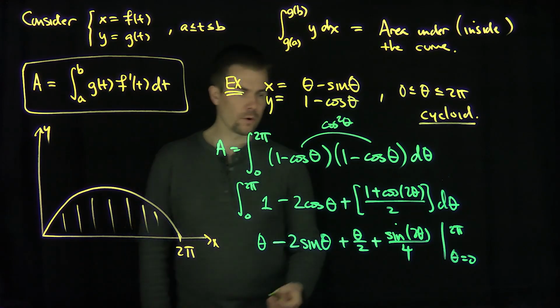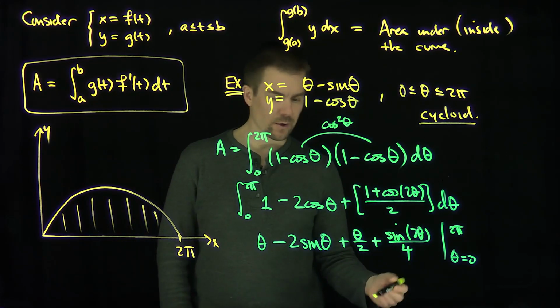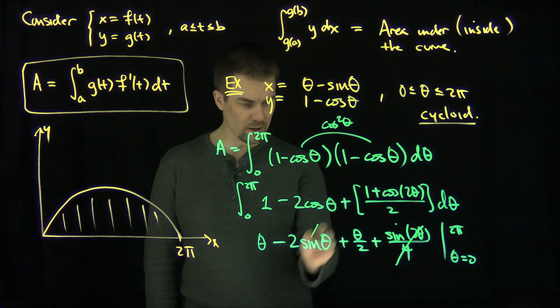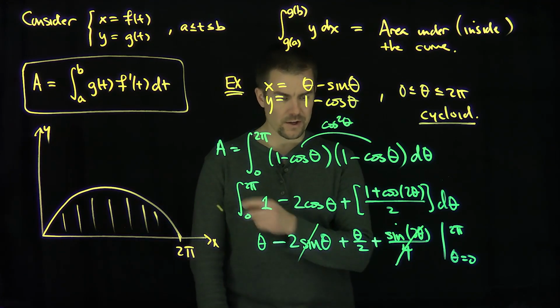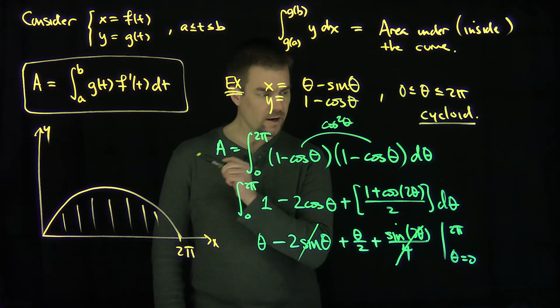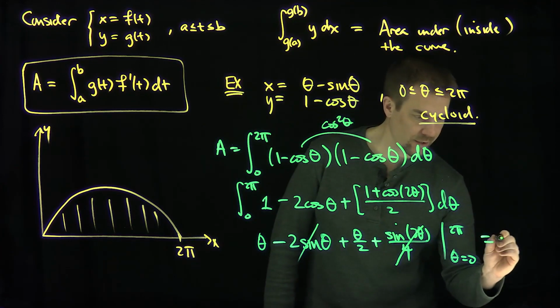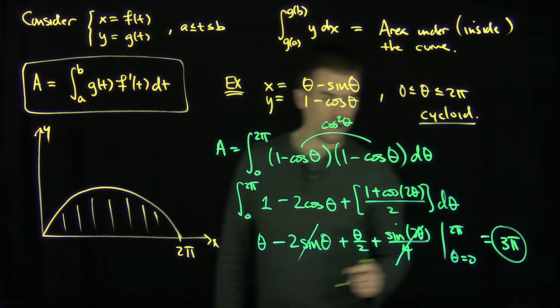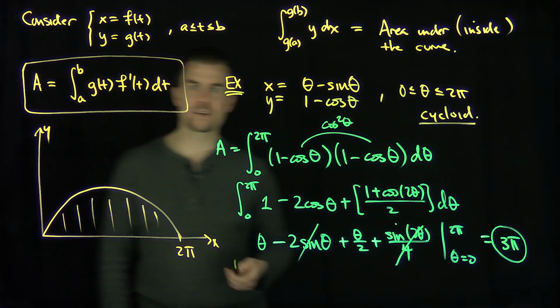Of course, the sine of 2 pi and the sine of 0 are 0, so all these terms are going to cancel. When theta is equal to 0, both those theta terms give me nothing, so I get a 2 pi over here and a pi over here, so the total answer is 3 pi. So there's 3 pi units squared of area under one crest of the cycloid.